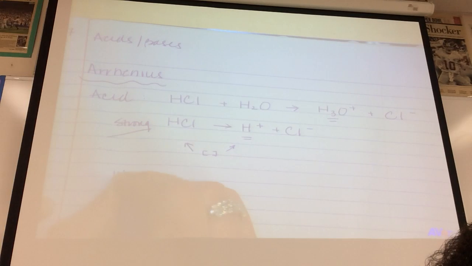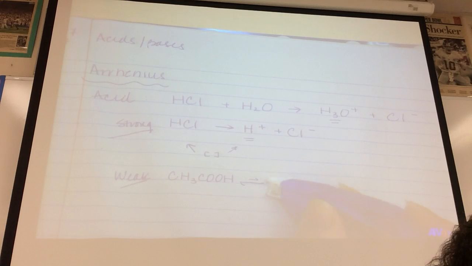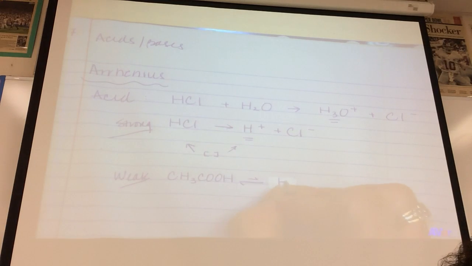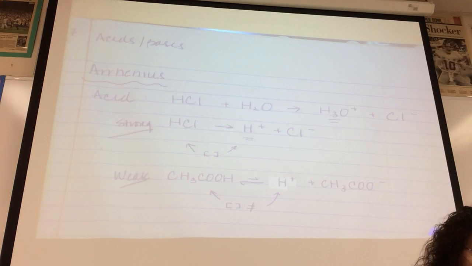With a weak acid, the acid does not ionize completely. For example, if you had acetic acid, this is an equilibrium reaction that lies far to the left. You generate proton and an acetate ion, and these concentrations are not equal. That's what you're going to start to see today and next time.